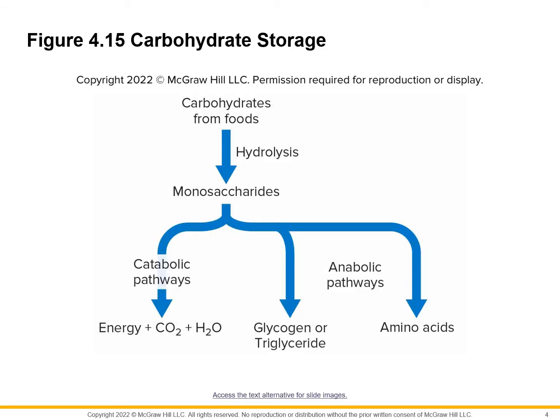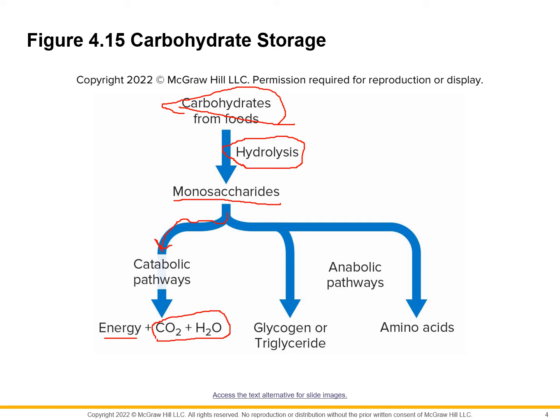This is just a flow chart. We eat a bunch of carbohydrates as we eat. It's going to be broken down, catabolized, a decomposition reaction by hydrolysis, splitting by using water. And then once we get down to these monosaccharides, again, the main monosaccharide is glucose, we can either burn it, break it down for energy. Again, we produce energy, that molecule called ATP, and its byproducts are carbon dioxide and water.